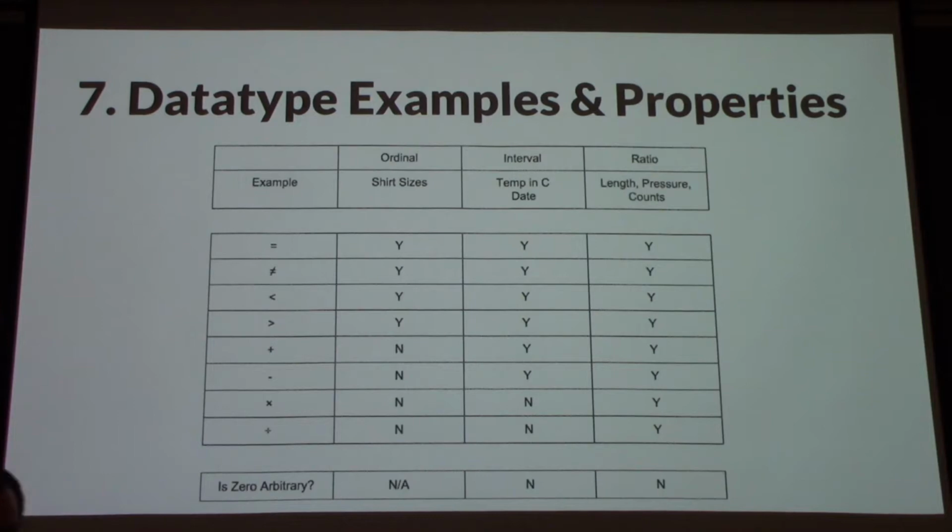This one here, the data type examples and properties, was related to this question. The examples here were, for example, shirt sizes, temperature in Celsius, centigrade, or in Fahrenheit, or date for interval data. So here really the distinguishing factor, and this is actually wrong here, so 0 is arbitrary here, so this is a typo. The defining characteristic of interval data is that we have a non-sensible 0, that we have an arbitrary 0. And therefore, you can test equality, test order, you can add and subtract, but you can't divide and multiply.